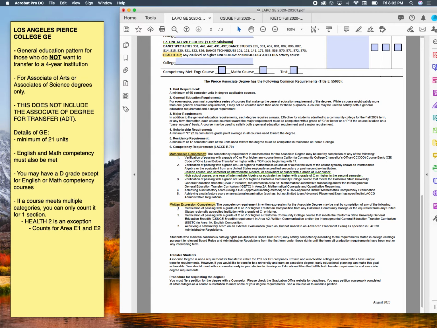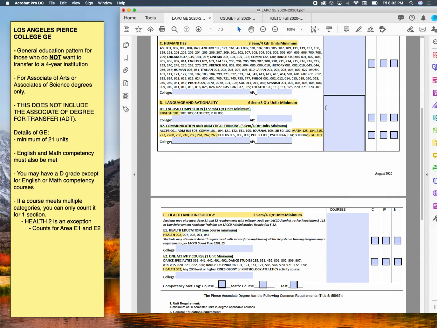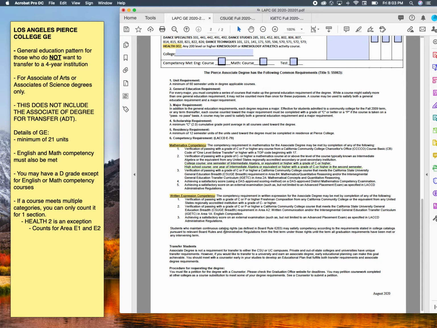Okay. The English competency is known as written expression. I always call it the English competency. Pretty much you need to pass a freshman composition class with a C minus or better, okay? And for us, that is English 101. And that's why I said, hey, English 101 here could also count right here under English composition. So that would save you a class.